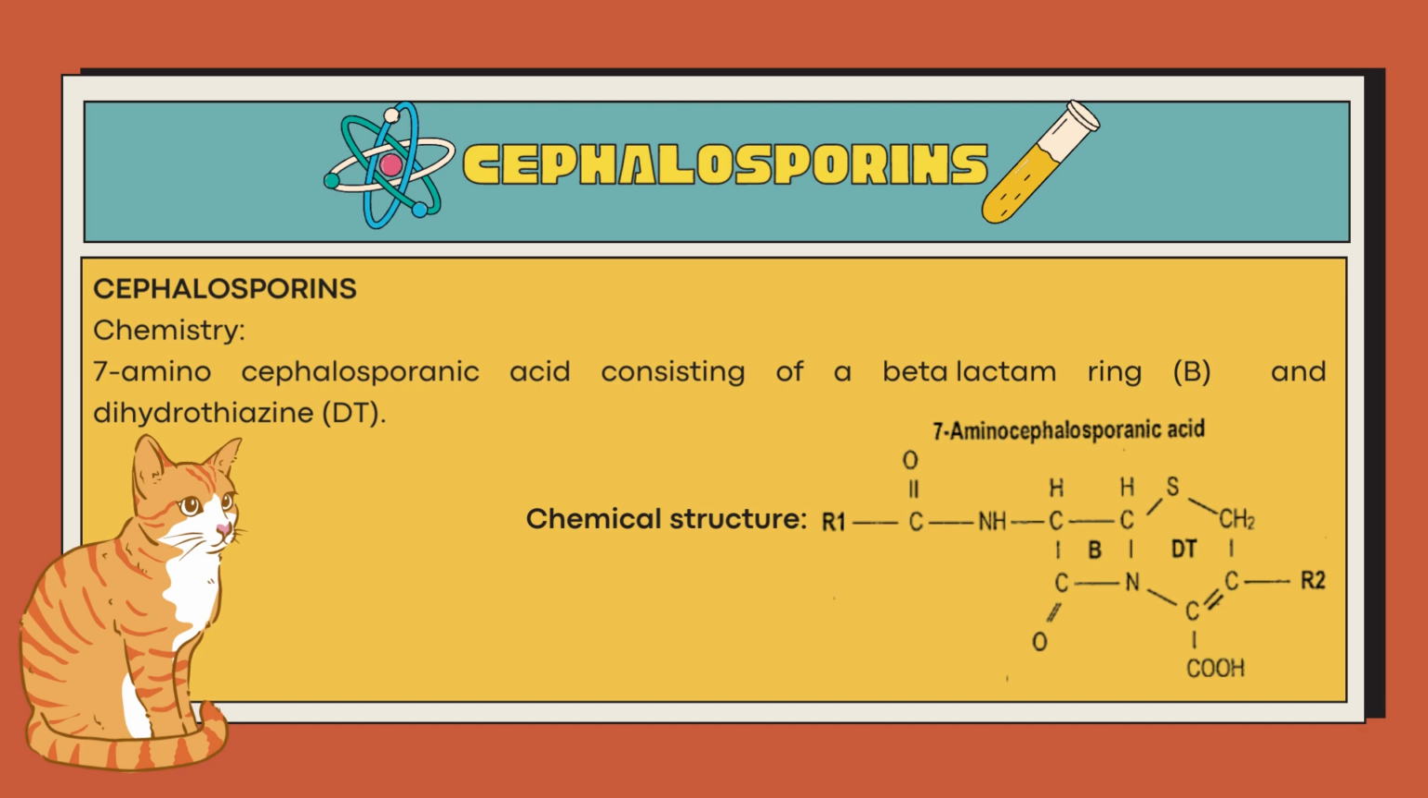Moving on to the chemistry of the cephalosporins, the cephalosporin molecule contains a 7-amino cephalosporanic acid consisting of a beta-lactam ring like penicillins and dihydrothiazine unlike penicillins. Unlike the 6-amino penicillanic acid of penicillins, the 7-amino cephalosporanic acid molecule in cephalosporins provides more sites for chemical manipulation in the production of many semisynthetic cephalosporins. Shown in this slide is the chemical structure of the cephalosporin or the 7-amino cephalosporanic acid.